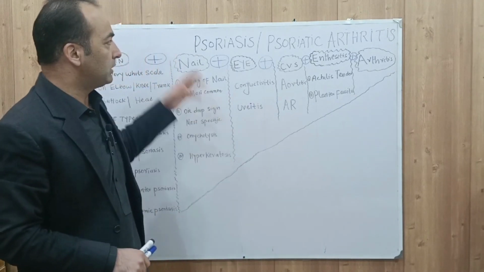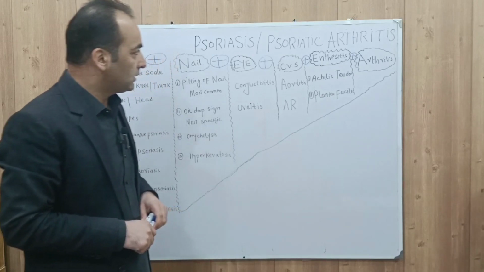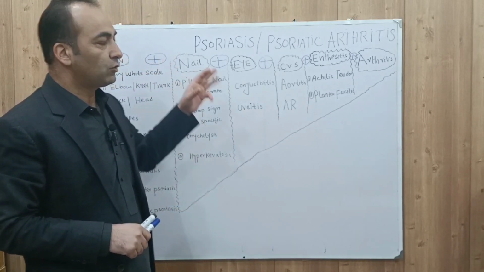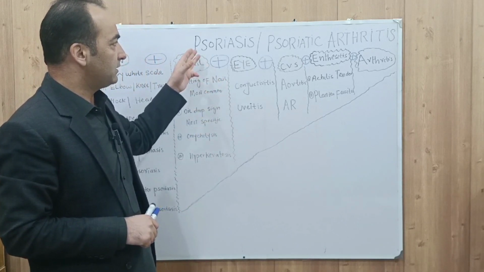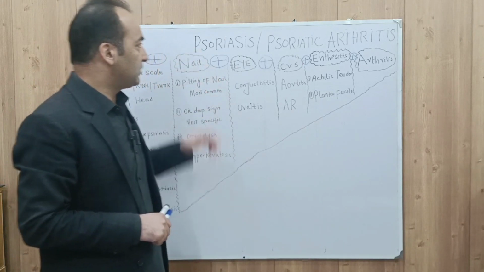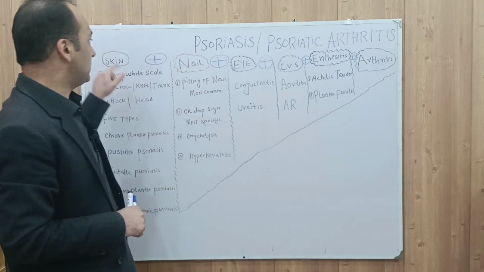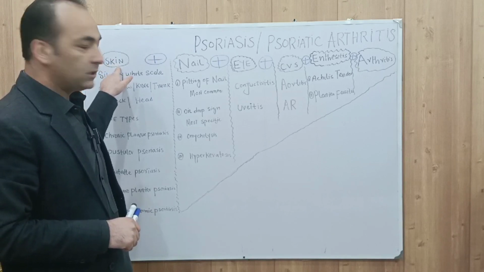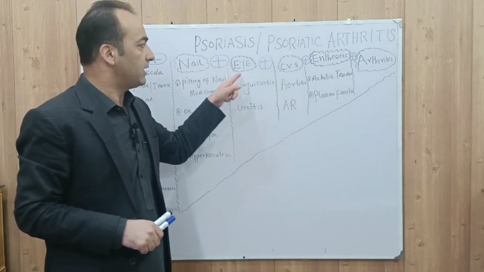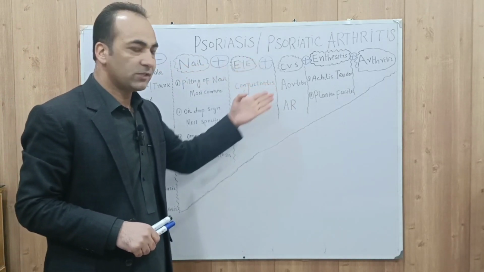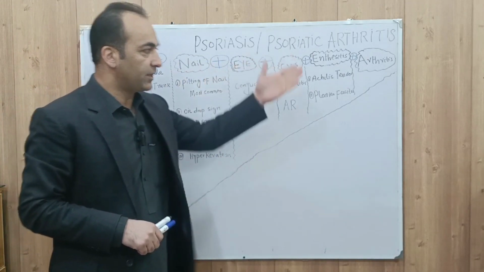Bismillahirrahmanirrahim. Today we will talk about psoriasis and psoriatic arthritis. Our lecture today is about psoriatic arthritis, but we will briefly summarize the manifestations of psoriasis. As we know, psoriasis can involve the skin, the nail, the eyes, the cardiovascular system, and it can cause enthesitis and arthritis.